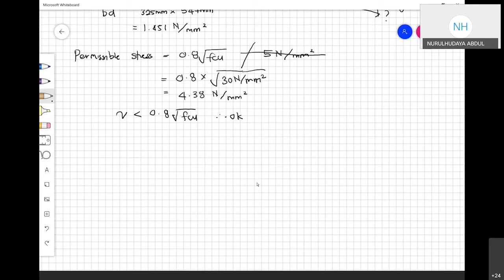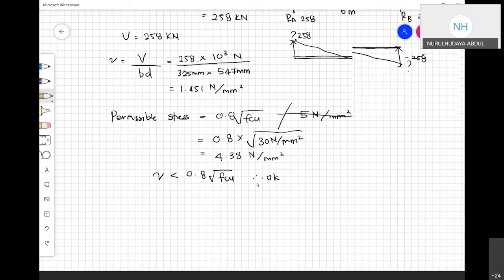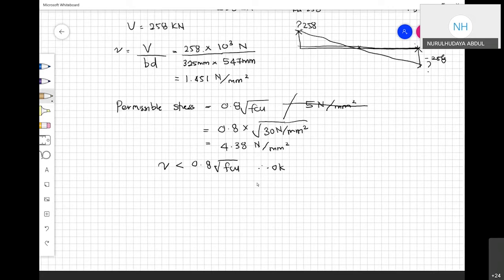So, we continue. We know that the value we calculated earlier, which is V here, is the shear stress at cross section. So the shear stress at cross section here is less than 0.8 FCU, which is the permissible stress. So we stop there, it means it is okay.